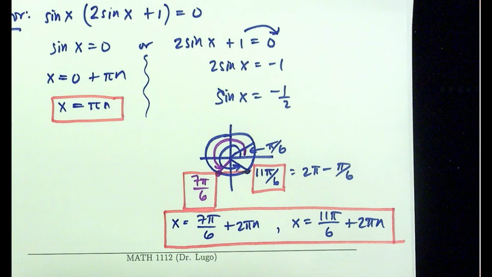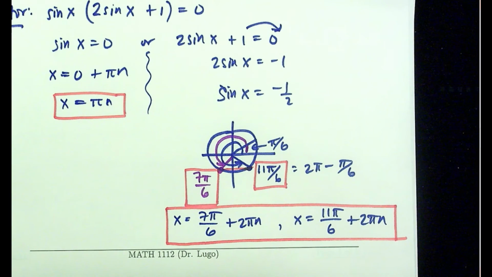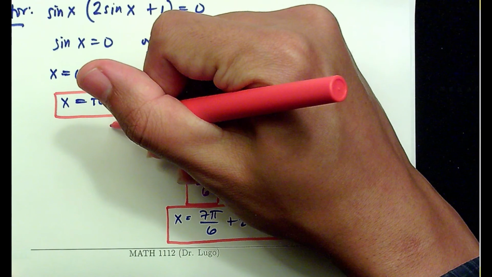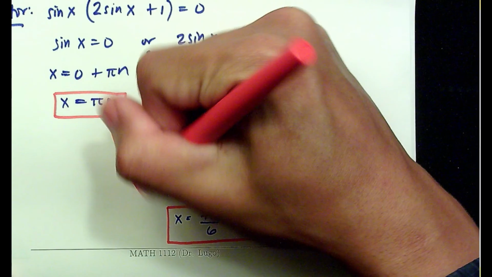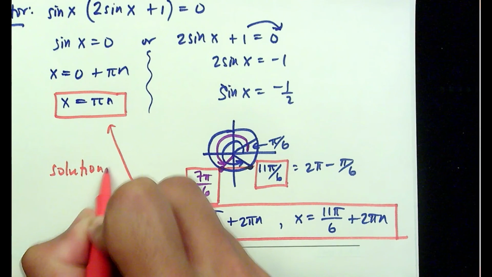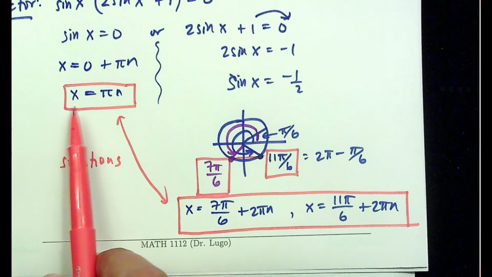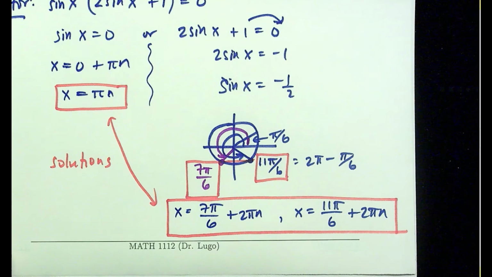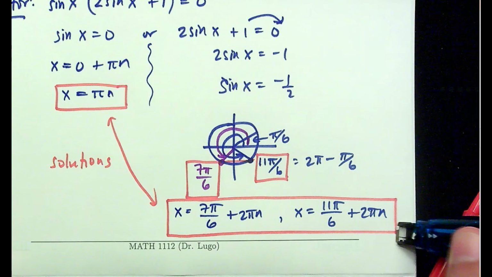Okay, so now we have all the solutions. All the solutions will be these two boxes: pi n, 7 pi over 6 plus 2 pi n, 11 pi over 6 plus 2 pi n.